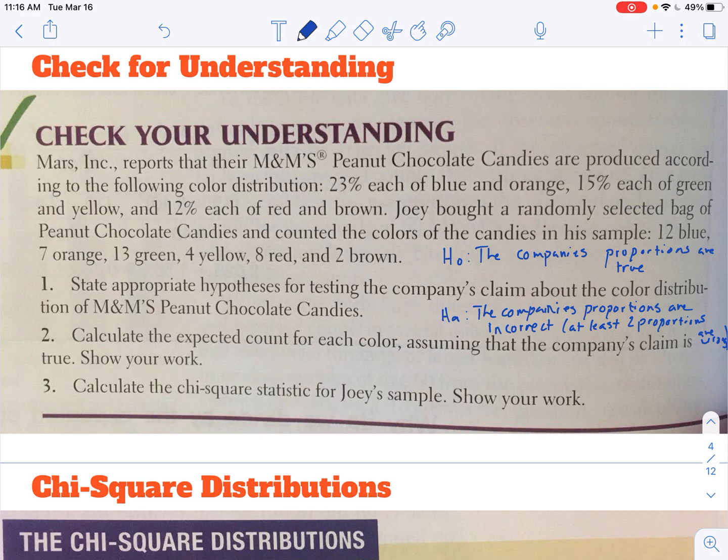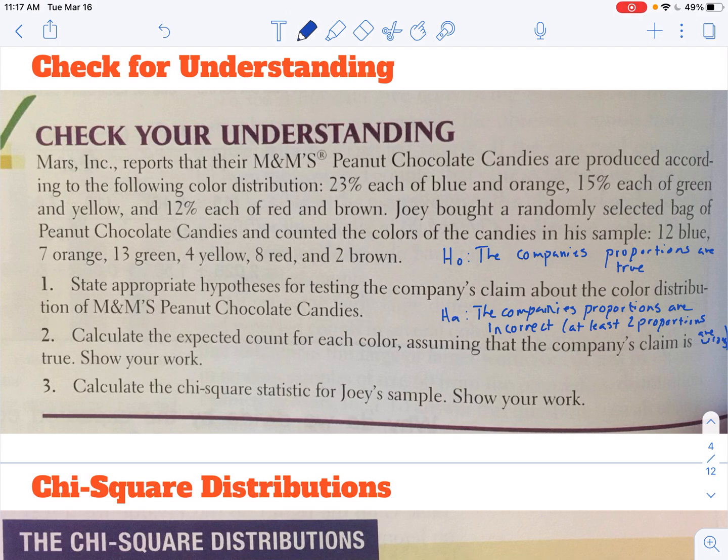Because once one proportion is wrong, the other proportion also has to be wrong as well, because they all still add up to 1. So if we go through and we say one proportion is wrong because this clearly isn't it, well, that means another proportion within this also has to be wrong. So that's why I say at least 2. And all this means when we're doing our alternative hypothesis, when I say at least 2 are wrong, that's just saying that these proportions don't add up.